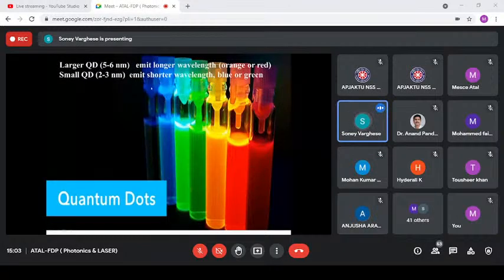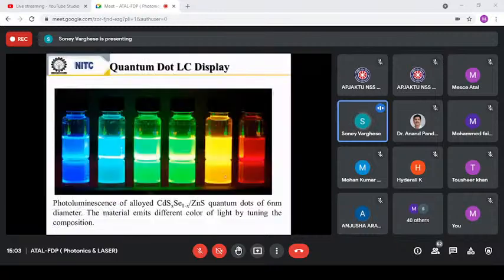You can see that larger quantum dots, around 5 to 6 nanometers in size, emit longer wavelengths, orange or red, and smaller quantum dots, 2 to 3 nanometers, emit shorter wavelengths, blue or green. So you can see different colors. But remember, the excitation is only at 450 nanometers, the blue light, right? But it's giving you different colors like this. You can see this variety of wonderful colors. This is actually from the photoluminescence associated with cadmium sulfide or selenide or zinc sulfide materials.